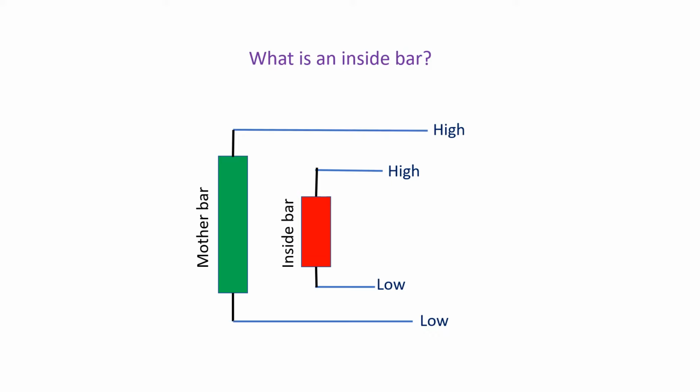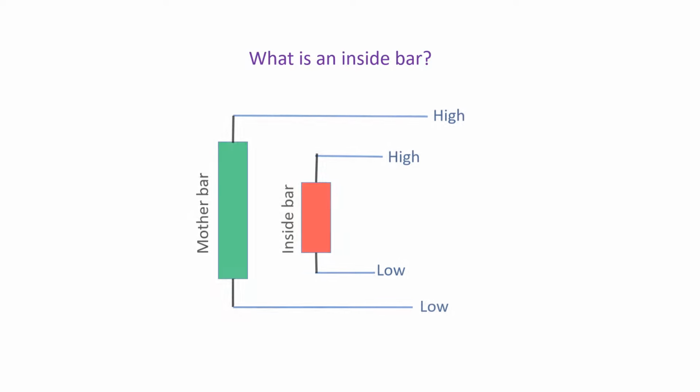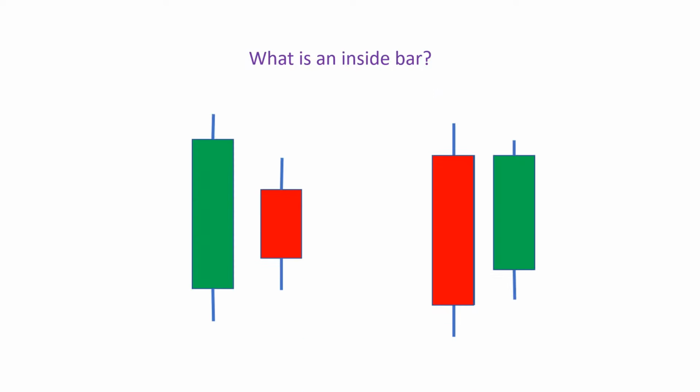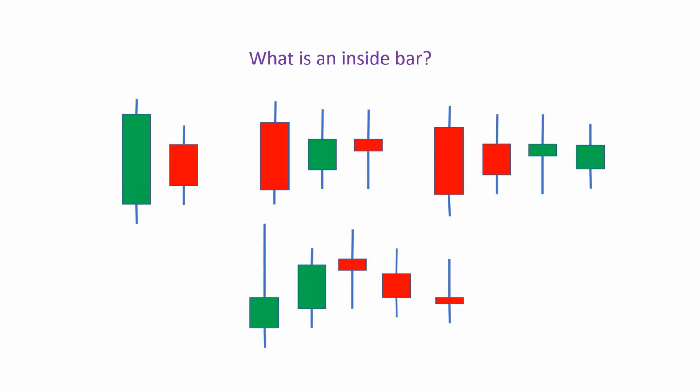Mother bar and inside bar could be bullish or bearish, like this, as you can see in this graph. Although mother bar is only referred to one candle, the inside bar could be 1, 2, 3, 4 or more candles that are all engulfed by the mother bar.